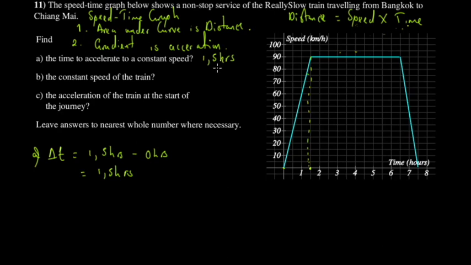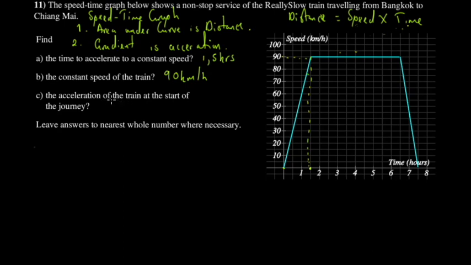Next, the constant speed of the train. Constant speed is simply this one here, so it has to be the 90 kilometer per hour mark. Why am I writing 70? I'm saying 90 and writing 70. So 90 kilometers per hour is the constant speed. It's non-changing, that's why we say it's constant.